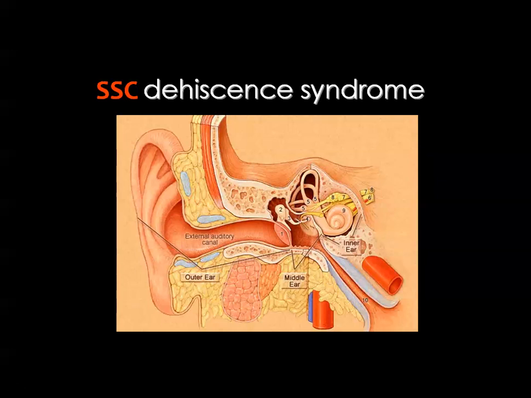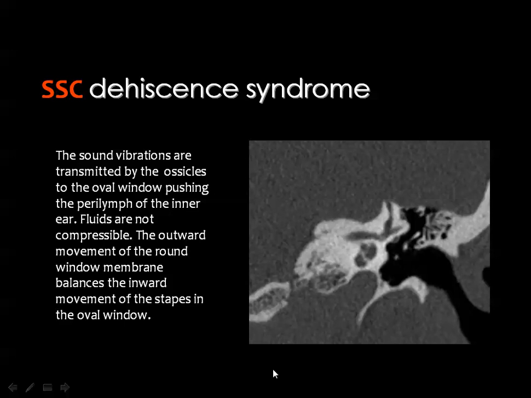Then this syndrome is an important syndrome which is known as the superior semicircular canal dehiscence syndrome. If you look here, you see this is the superior semicircular canal, and this canal is separated from the brain by a bony plate. And in this syndrome, this bony plate is absent, and the canal is in contact directly with the dura. And this is an example.